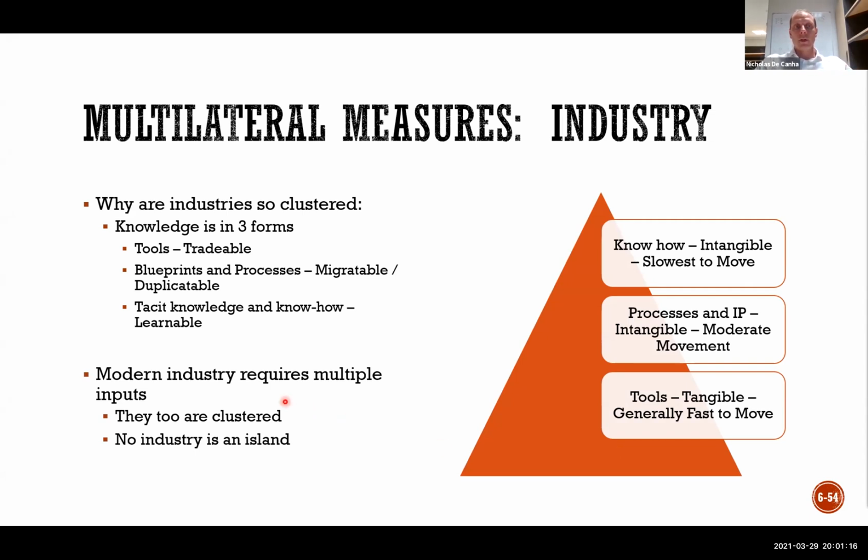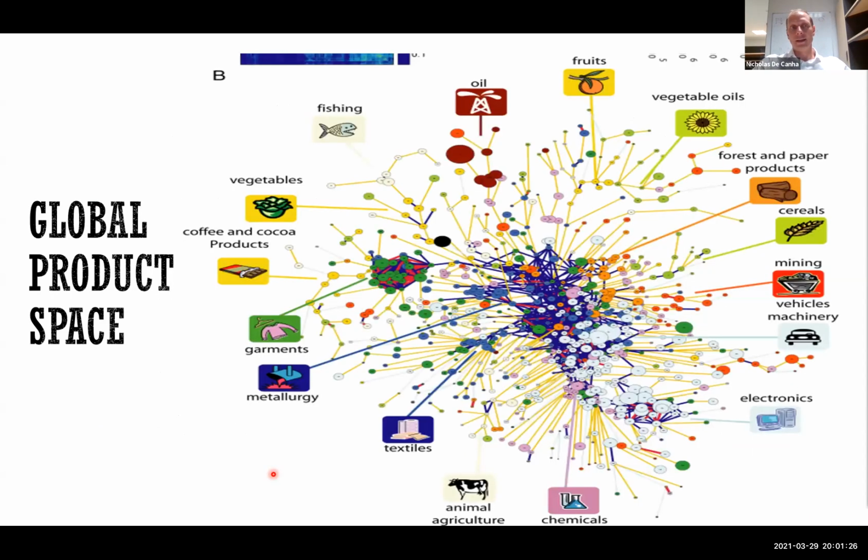And so modern industry requires multiple outputs that are clustered. That was part of that video that some of you watched, or maybe many of you watched, and no industry is an island. And just to look at that, what does that look like visually?